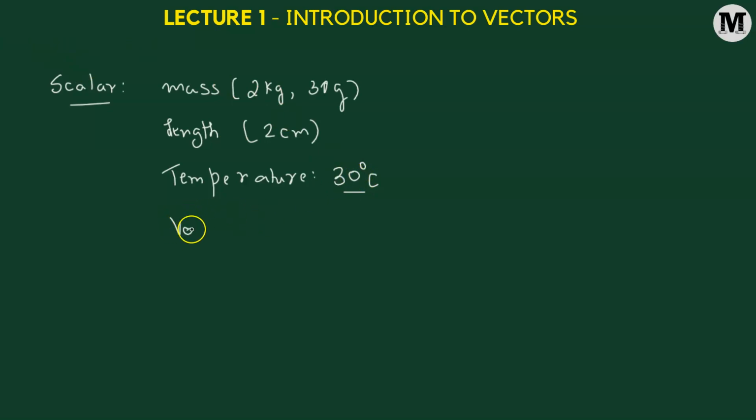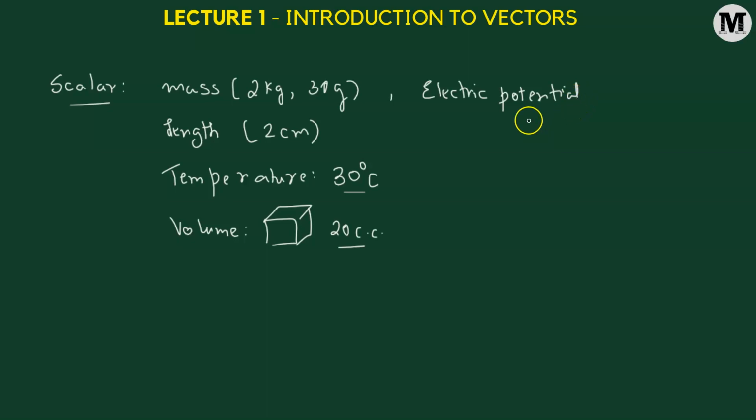Then we could have the volume of an object, the volume of a box, for instance. So the volume of a box is just a simple scalar number. Let's say this volume is 20 cubic centimeters. That's a fixed number, a simple number. Since we are talking about electromagnetism, we could have electric potential, which is a quantity that we'll encounter later on. This electric potential is a scalar quantity as well. That means it's not dependent on direction. We can simply quantify it with the help of a number.